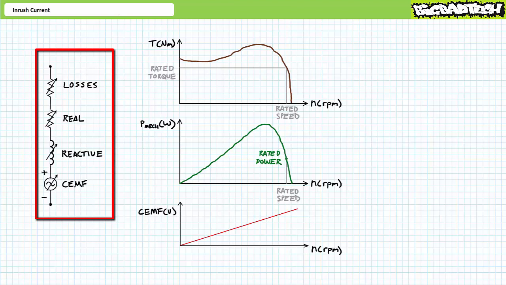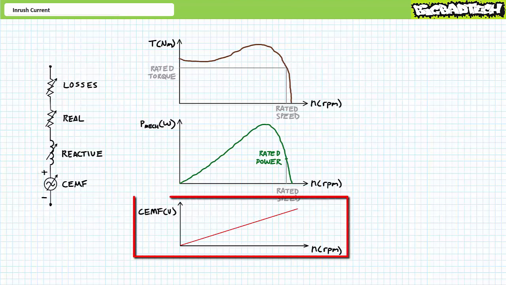Finally, of direct importance to this particular lecture, the fourth component is a variable voltage source in opposition to applied voltage, and its magnitude is proportional to rotational speed, which represents the counter-electromotive force produced as a result of generator action while the motor is in operation. At rest, counter-electromotive force is zero. As the rotational speed increases, counter-electromotive force increases.